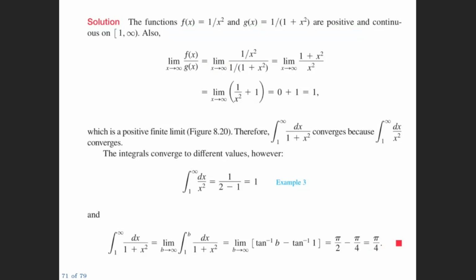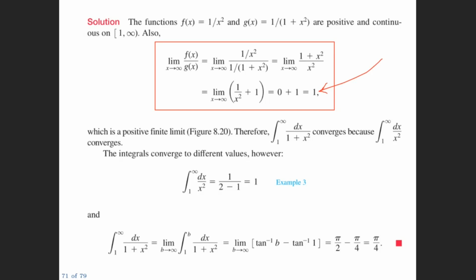Here's a screenshot from the book. I'm interested in calculating the limit of f over g. And really, it doesn't matter which function is f, and it doesn't matter which function is g. It could be f over g, g over f, it doesn't matter. One function on the top divided by the other function. And this time, when we calculate the limit, we get the number 1. The limit exists, and it's between 0 and infinity. That tells us that either both integrals converge or both integrals diverge.